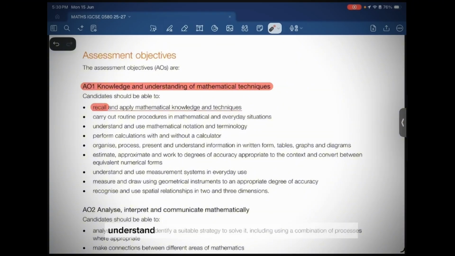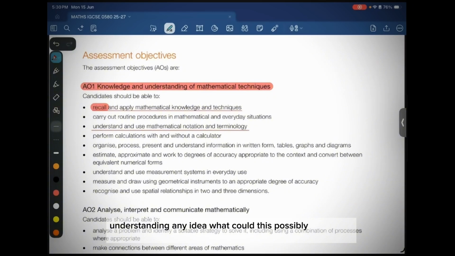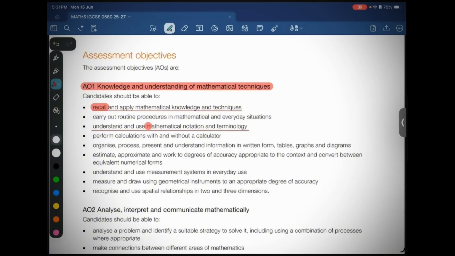Clear? Secondly, understand and use mathematical notation and terminology. Now, this is very important. Any idea what this could possibly mean? It means that when answering the questions, for example in rotation, you can't just use random words. There are certain terms that you can use. Yes, you're right. You have to use certain terms or certain signs to get your word across.